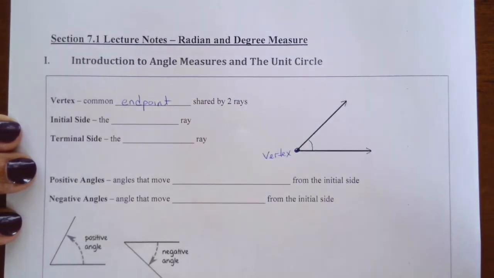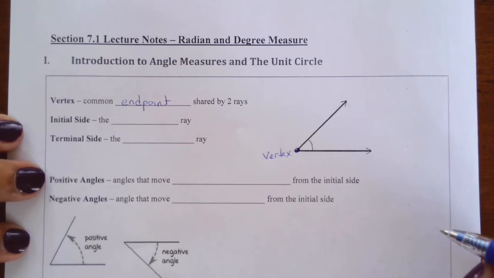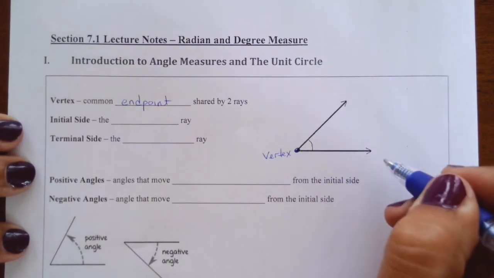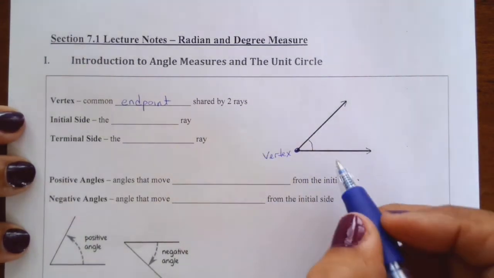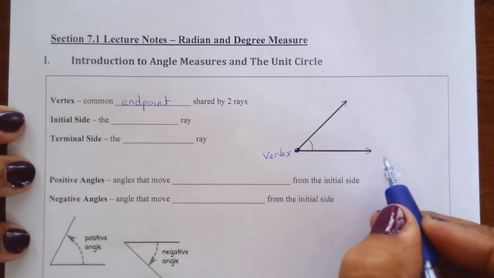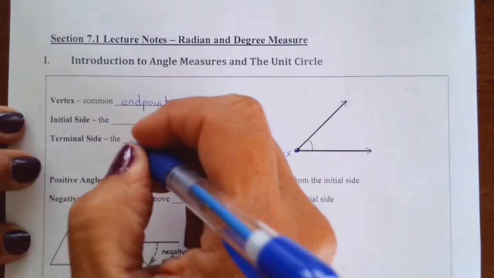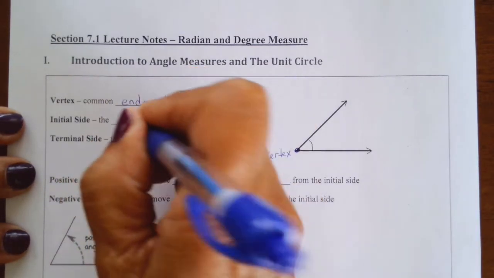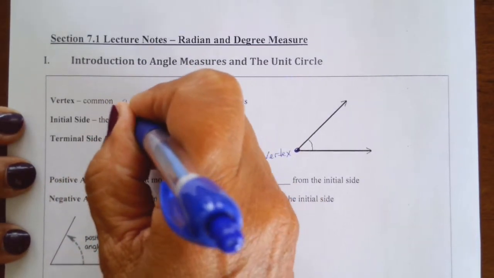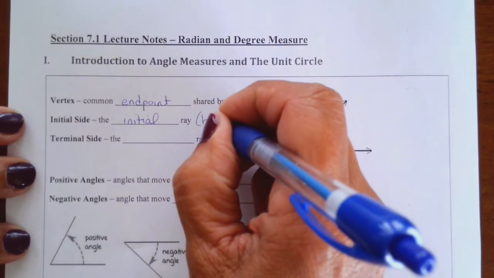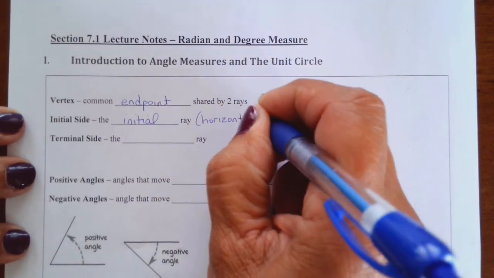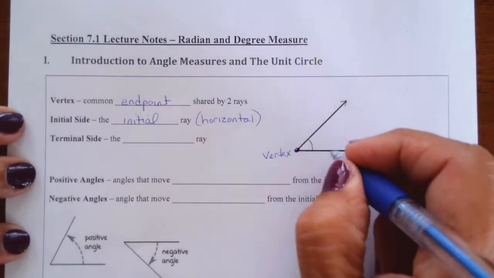Then you have the initial side. This is a little different in trig. In trig, we rotate the angle, and it's a specific direction that you rotate it on whether or not the angle is positive or negative. So you always have the initial side, and that's the basic starting point of your ray. So this is the ray that we're going to start with. We'll call that the initial ray, and in trig, it's always going to be the horizontal one. So this would be the initial side over here.